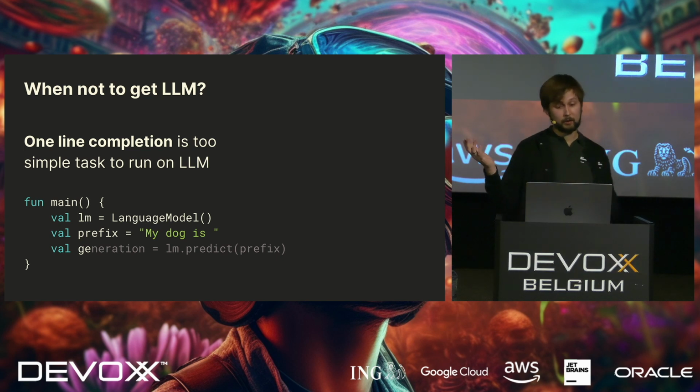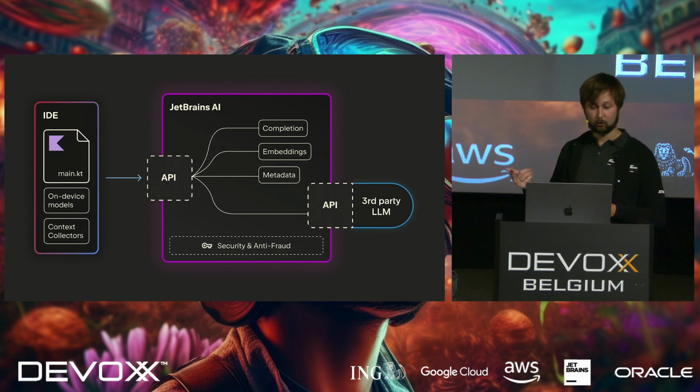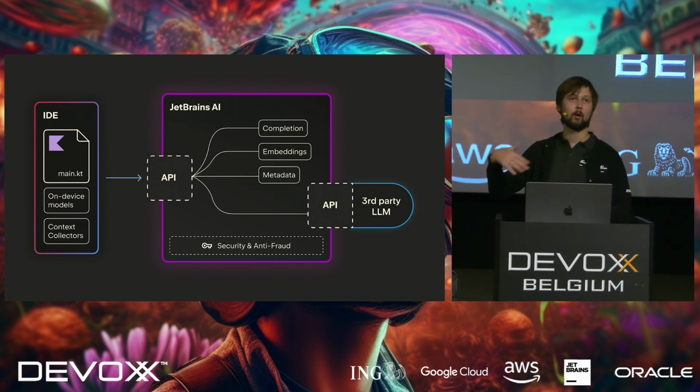So one-line code completion is also a very simple task to run with an LLM. You can do it with your own models. And this is the way JetBrains AI is actually working right now. We have a lot of our own models for one-line code completion, to get metadata, to provide you with embeddings, a lot of models that we are running ourselves.